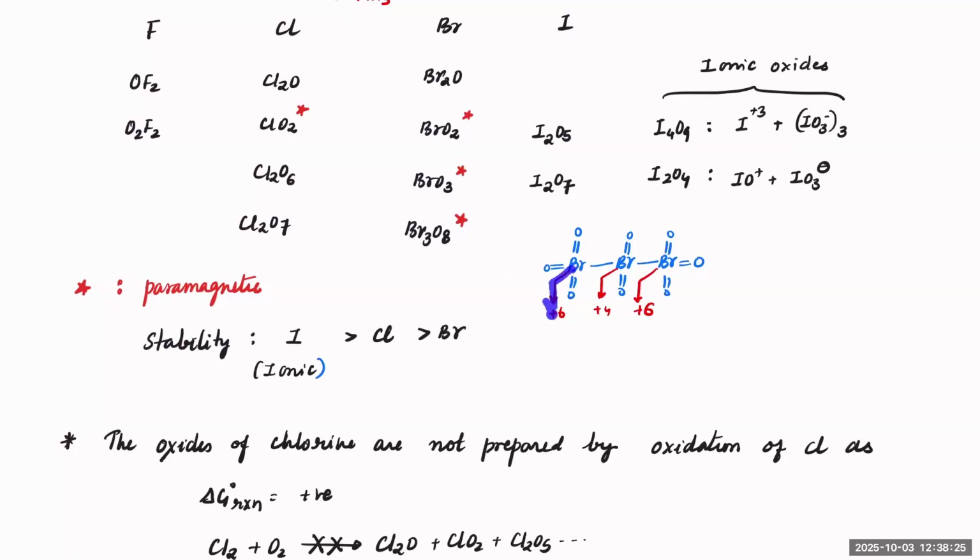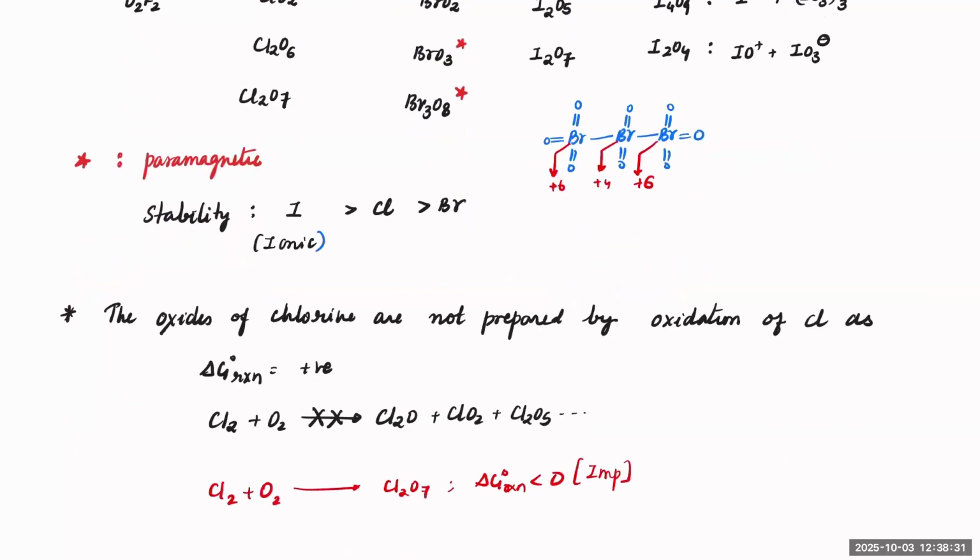There are two different oxidation states of iodine here, +3 and +5. And stability wise, if you notice, iodine is more stable than chlorine than bromine in an ionic form.